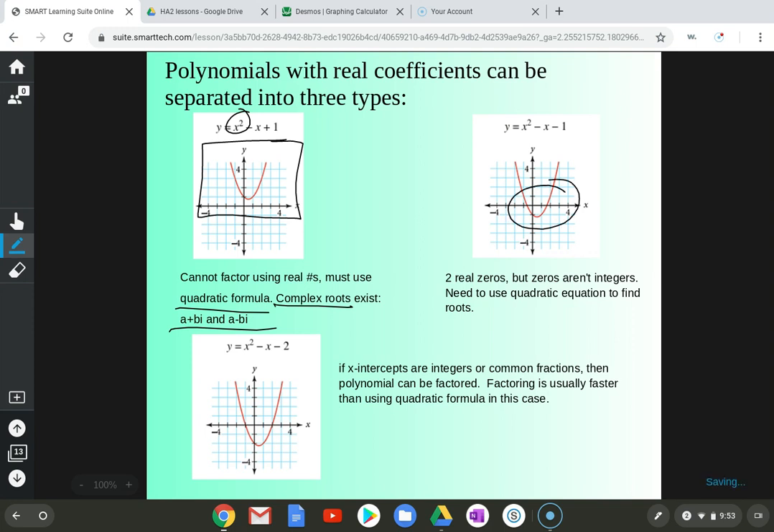Here, we have 2 x-intercepts, so we have 2 real roots. By the way, if you hear zeros or roots, zeros and roots are the same thing. Zeros just mean the x values that cause y to equal 0. So we have 2 real zeros. They're not integers, so again, the quadratic formula might be the best way to find those. And then, of course, if you have 2 x-intercepts and they lie on integers, the fastest way to find those integers is to factor. Factoring is usually faster than the quadratic formula.